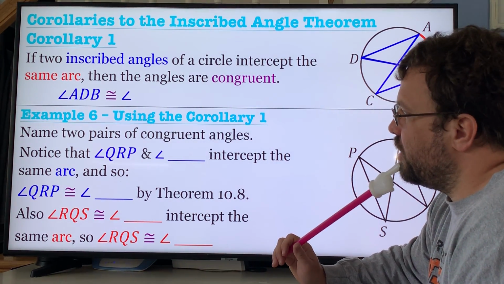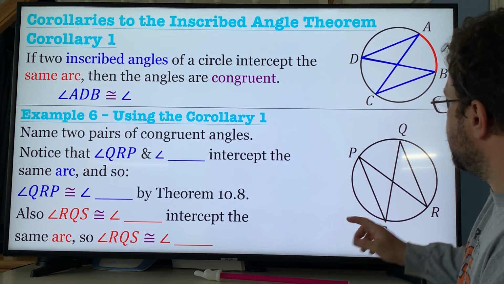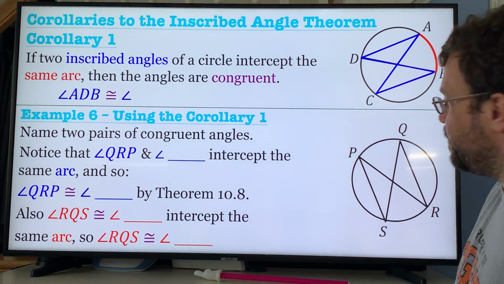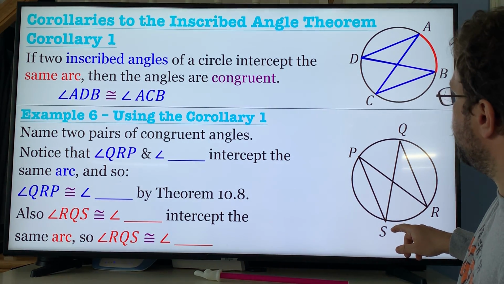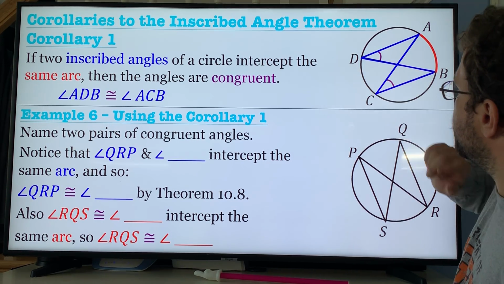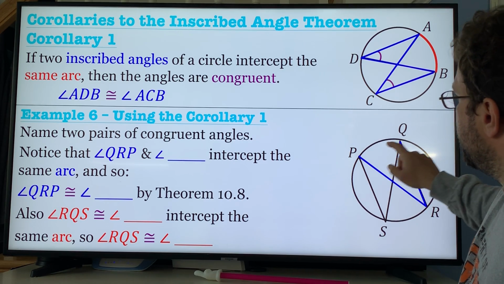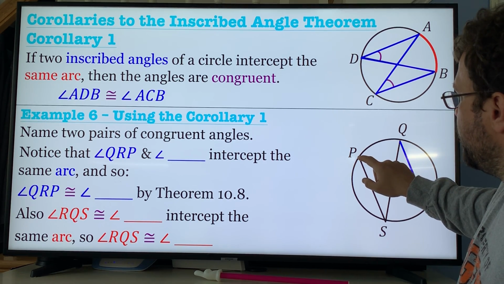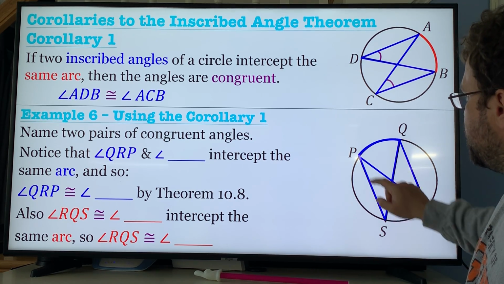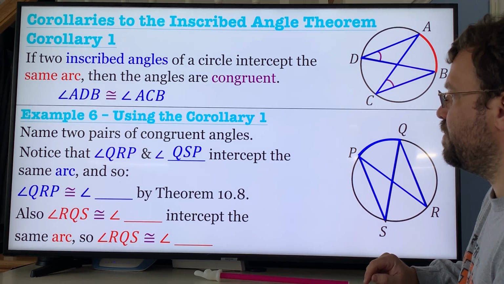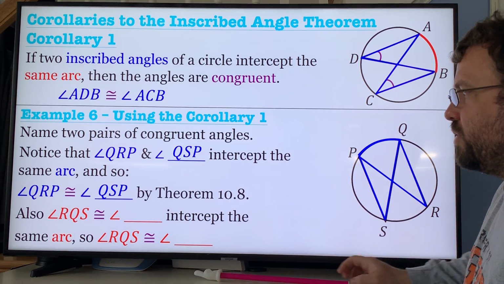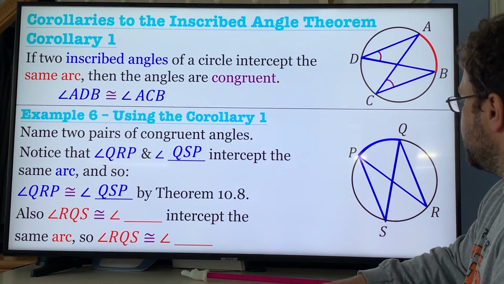Notice that QRP is congruent to an angle, let's see. So what two angles are congruent? We just did a bunch of examples like this, right? So, what do we got here? QRP, oh, so these two angles are congruent. So right here, QRP, and what other one? It's sharing QP, so it has to be QSP. Right? So that means that the two angles, QRP and QSP, are congruent by the theorem.